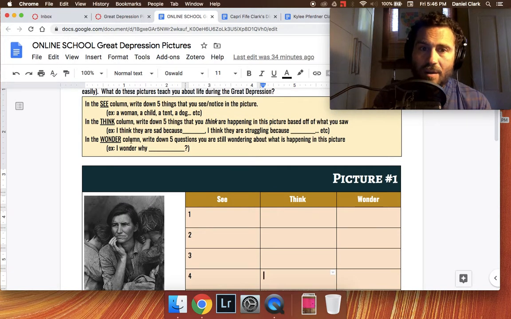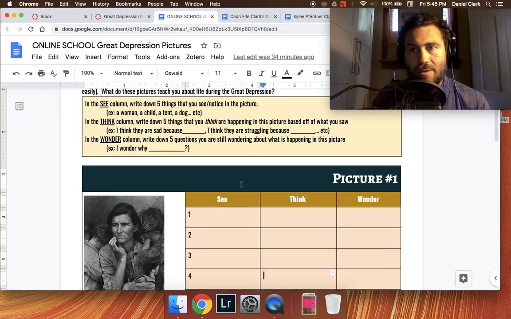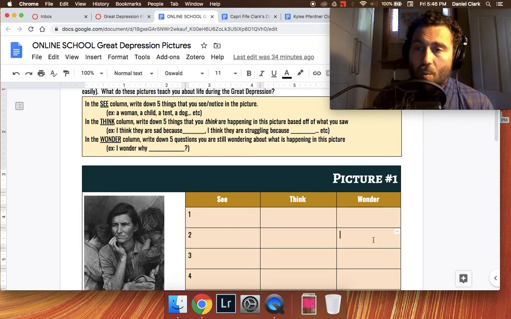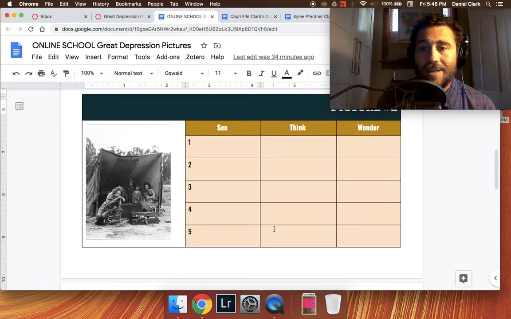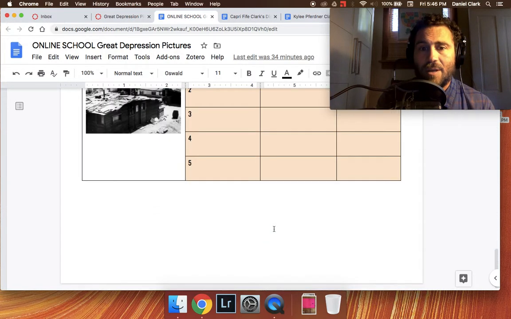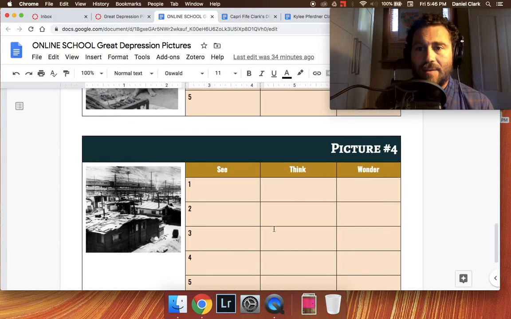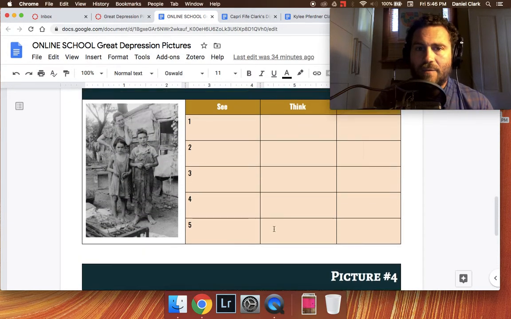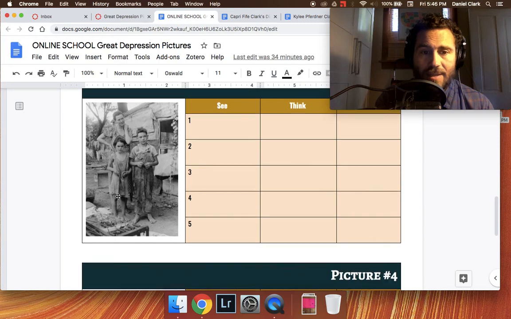And then wonder: how did she lose her job? I see this woman. I wonder how she lost her job. I see these children. I wonder what their lives were like after this. So that is what I want you guys to do. There are 5 pictures here. It's 4. We cut it down. There's usually 5, we cut it down for you. So there's a lot to think about, a lot to wonder about.